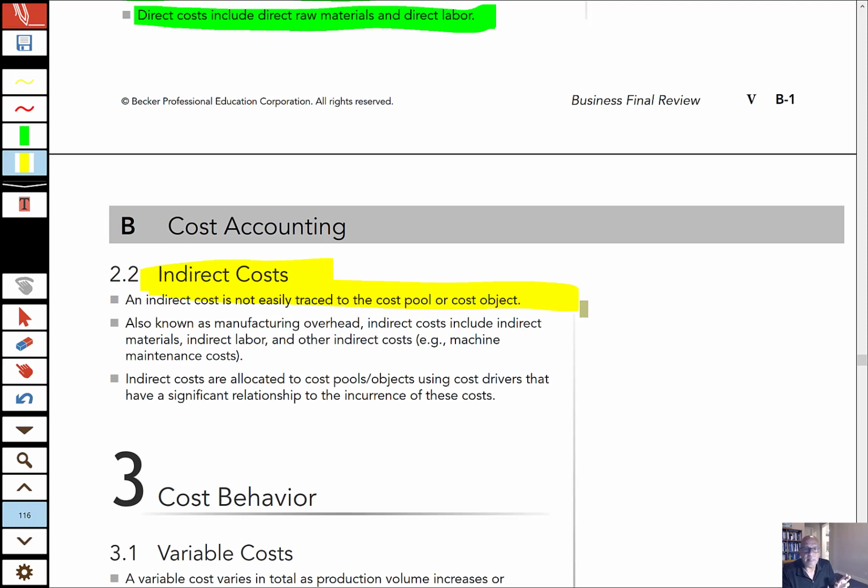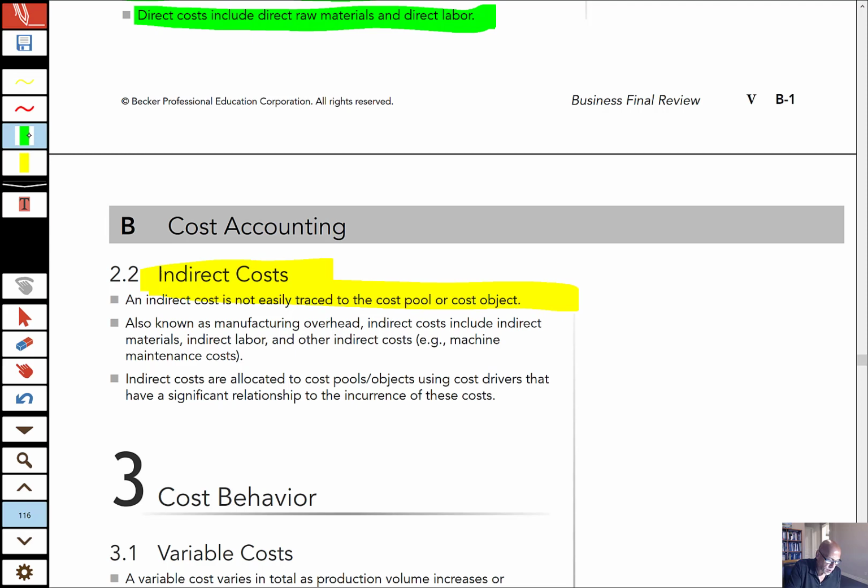So it's really in the judgment of the entity to determine whether or not the cost of directly tracing a cost is worth the benefit of doing that, as opposed to treating it as an indirect cost. And for an indirect cost, of course, it's going to have to be applied to our product.